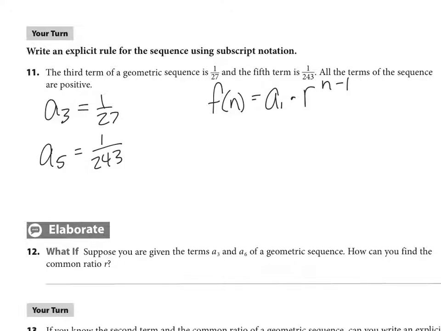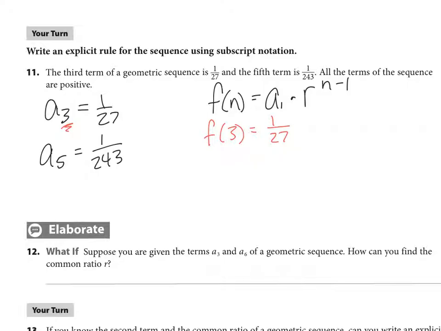Now, if that's our generic formula, our explicit rule that works for any geometric sequence, looking at this particular problem, I can start to find values. The way I do that is by plugging in things I know. So what do I know here? I know term 3. f of 3 is equal to a1 times r to the n minus 1. Well, f of 3 is 1/27th.